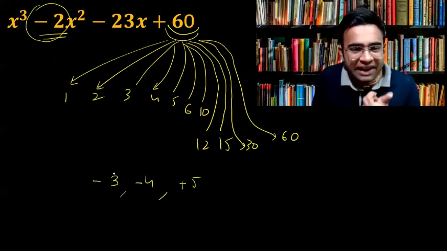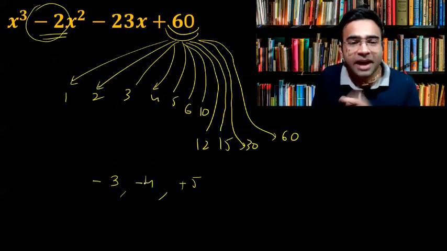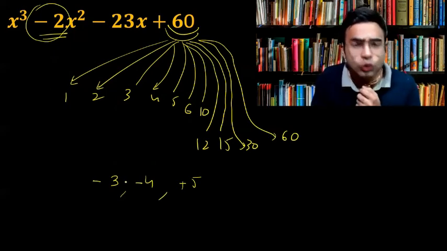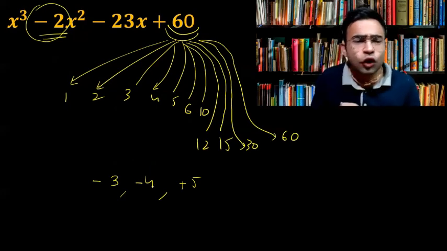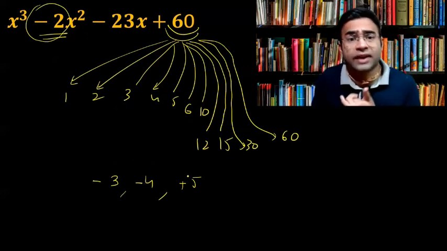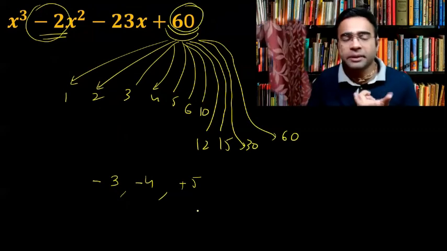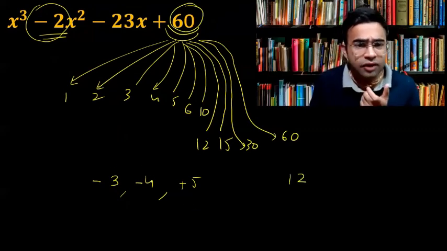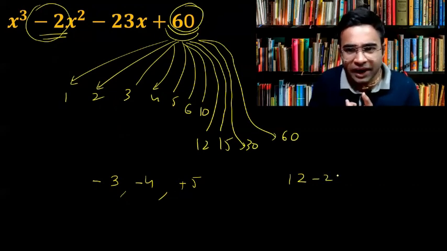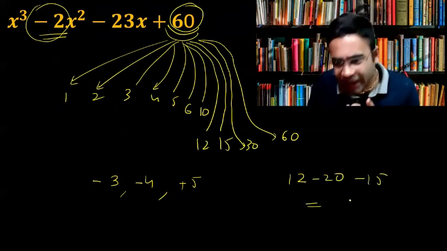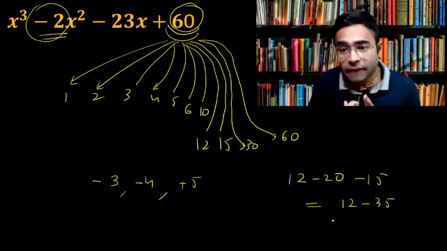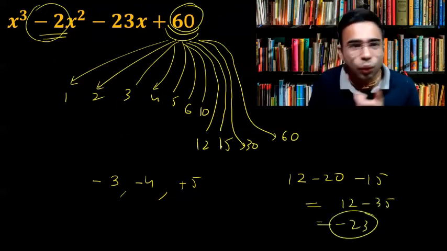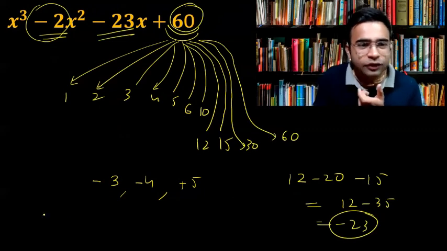Check it out. -3 -4 is -7. -7 plus 5 gives you -2. Let's check it out. Is the multiplication 60? -3 into -4 is 12. 12 5s are 60. Wow. But let me have the last verification. -3 into -4 is 12. -4 into 5 is -20. 5 into -3 is -15. And how much does it become? 12 minus 35, that becomes -23. Wow, verified. So I have got the answer.